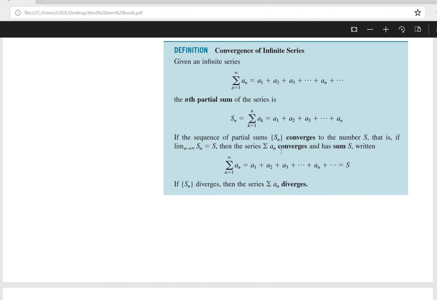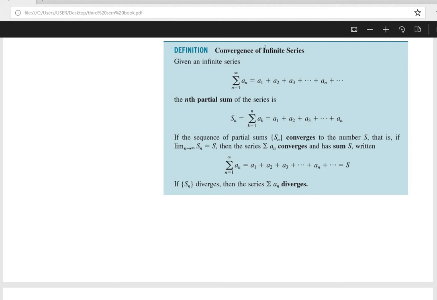So what is the relation between the sequence of partial sums and the series? If the sequence of partial sums converges to the number S, then we can say that the series converges to the number S. Okay, and if the sequence diverges, then we say that the series sigma an diverges.